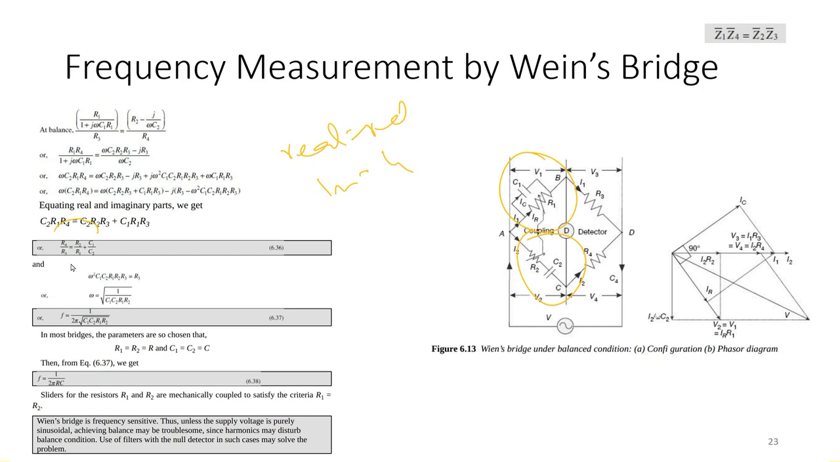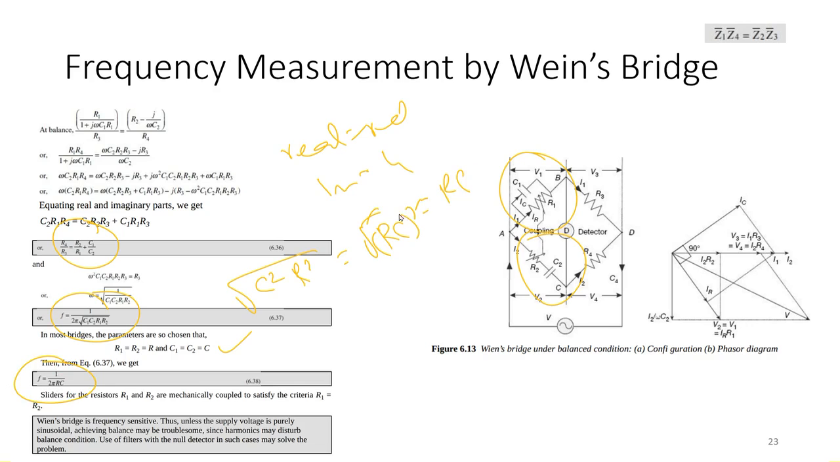This one is for the real component, which is of no use to us, but this one is 2 pi over C1, C2, R1, R2. If C1, C2, R1, R2 are kept the same, we get C into C, C squared, R into R, R squared, under root, which is RC. So the frequency can be calculated by f is equal to 1 over 2 pi RC in this bridge.